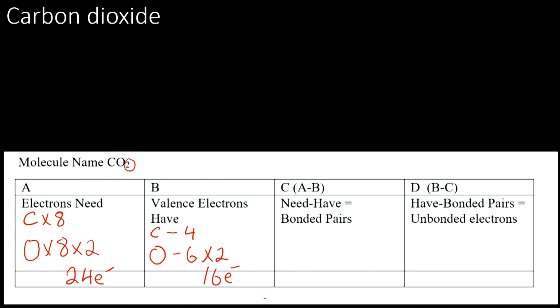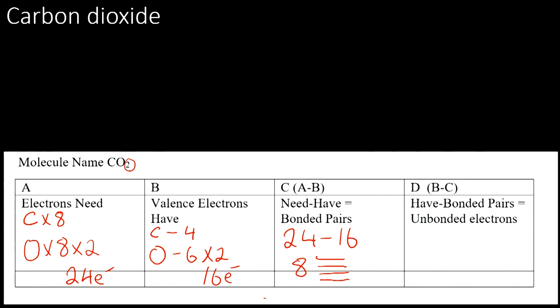Now for column C, it's going to be A minus B, so the electrons that we need minus our valence electrons, giving us our bonded pairs. So that will be 24 minus 16. That's going to be a difference of 8. So that means that we have 8 electrons that are involved in bonded pairs. So ultimately that means that we're going to have 4 lines between our carbons and our oxygens.